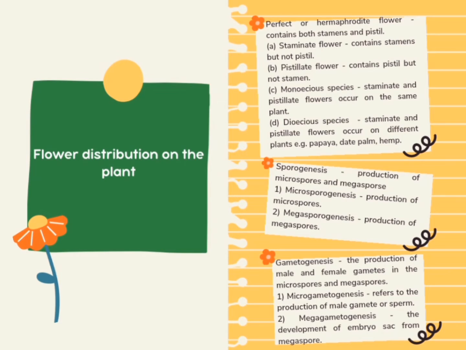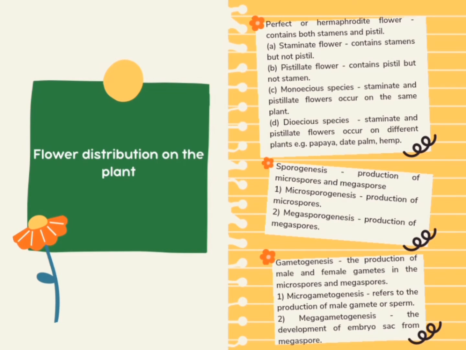Sporogenesis. This is the production of microspores and megaspores. Microsporogenesis is the production of microspores. Megasporogenesis is the production of megaspores. Gametogenesis. This is the production of male and female gametes in the microspores and megaspores.